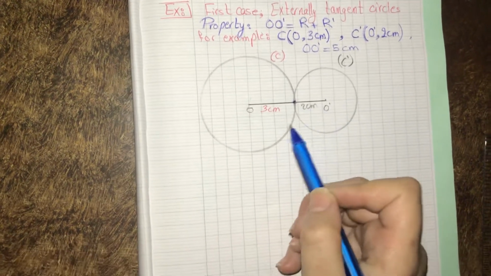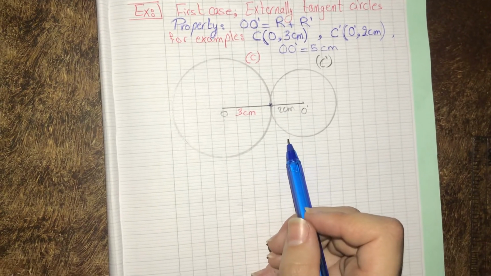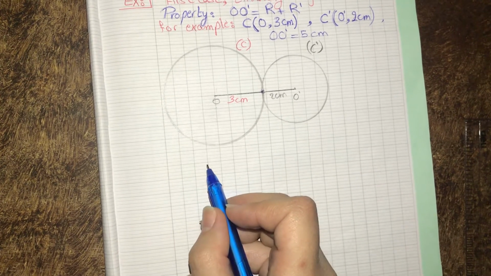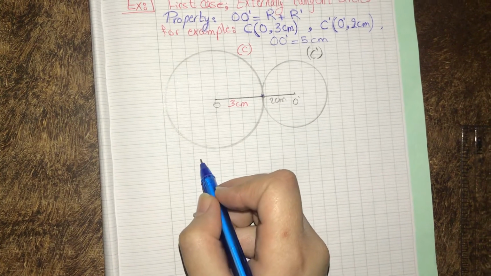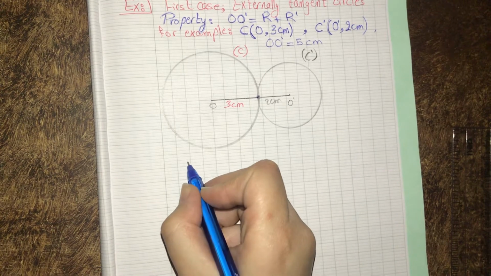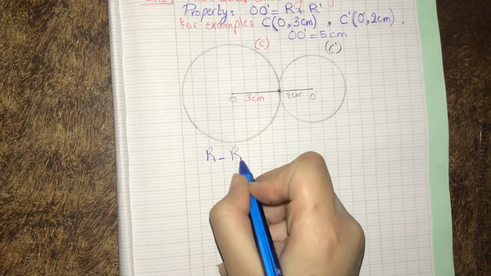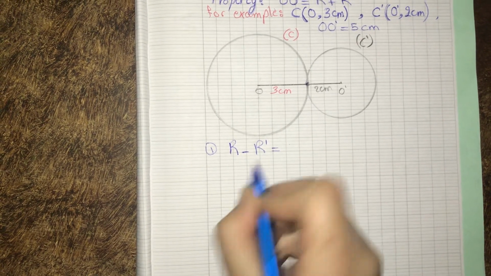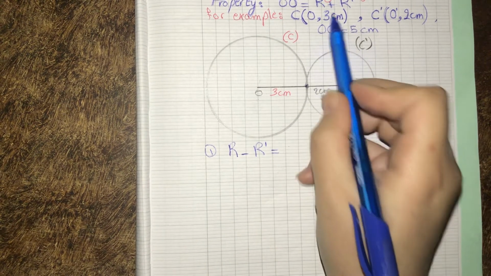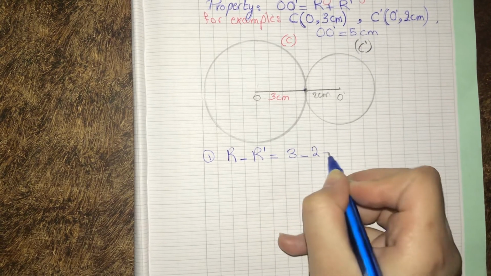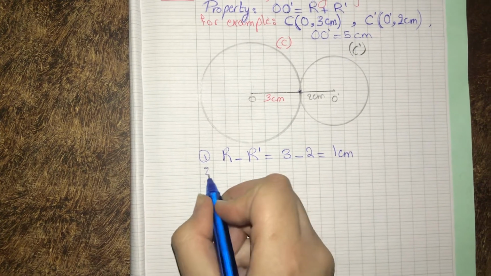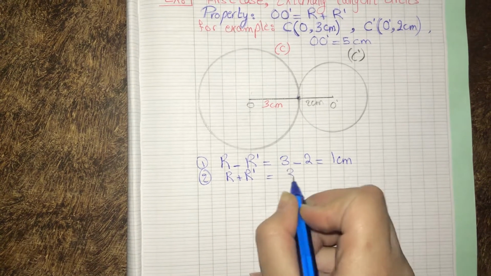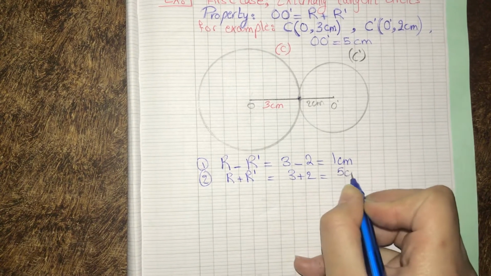If we don't have a drawing to distinguish which case we have, and we have a calculation instead, how do we apply this to know which case and which type? First you have to calculate R minus R prime. R is 3, so 3 minus 2 is 1 centimeter. The second step is to calculate R plus R prime. So 3 plus 2 is 5 centimeters.